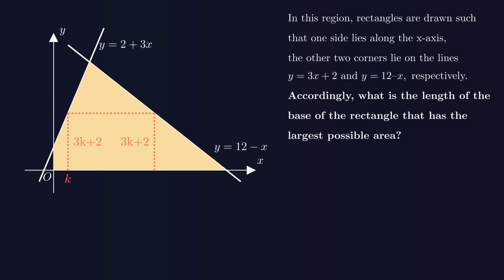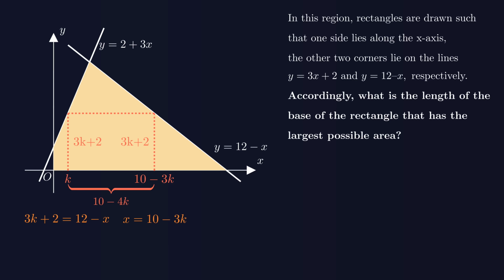Now, what's the x-coordinate of the other corner, the one with the red dot? To figure that out, we'll say that this height, 3K plus 2, is equal to 12 minus x. Solving that gives us x equals 10 minus 3K. So that red point over there is at 10 minus 3K. That means the length of the base of the rectangle is 10 minus 4K.